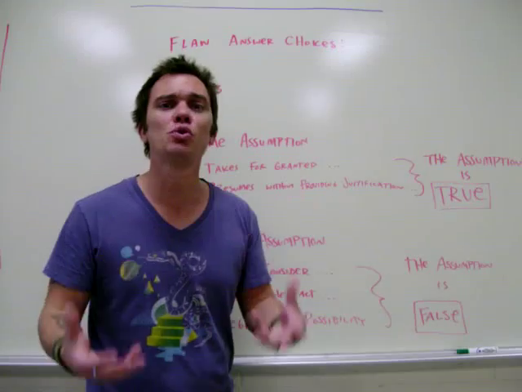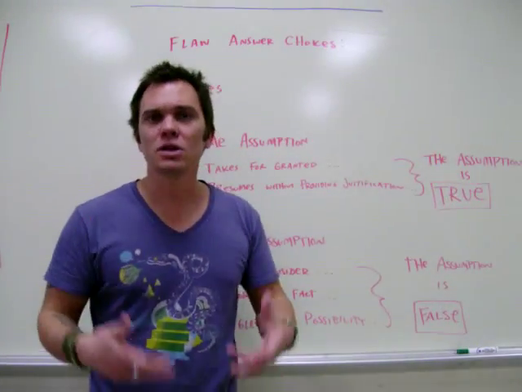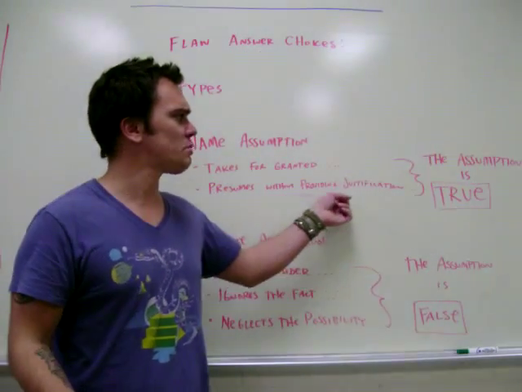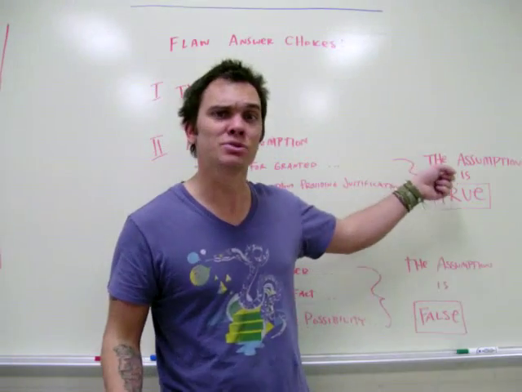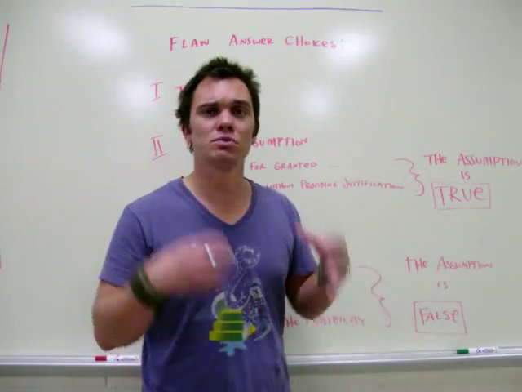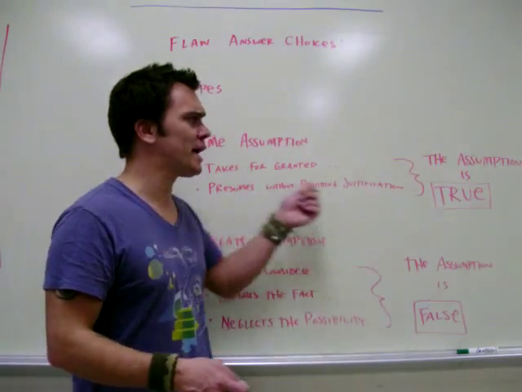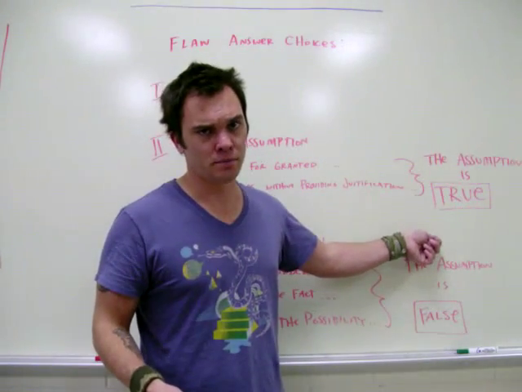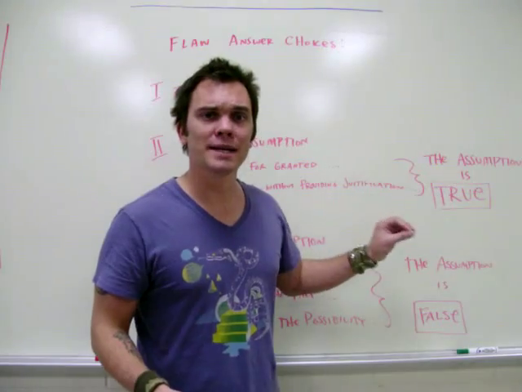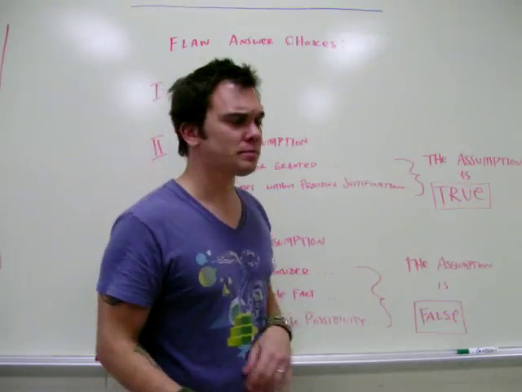That it assumes that Yale is a great law school. It presumes without providing justification that the assumption is true. The assumption was that Yale was a great law school. This argument is flawed because it takes for granted that that assumption is true. So you might get one correct answer choice that's phrased that way.